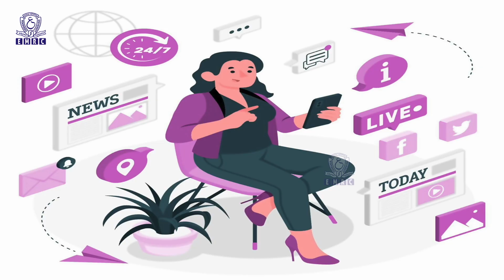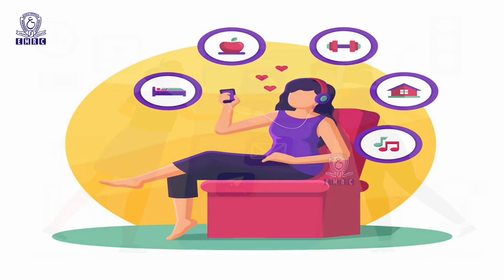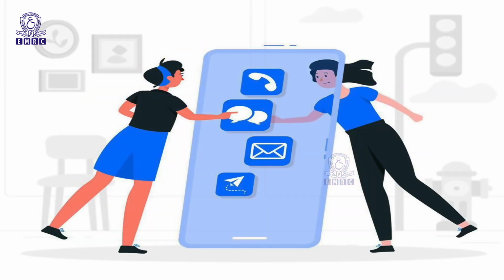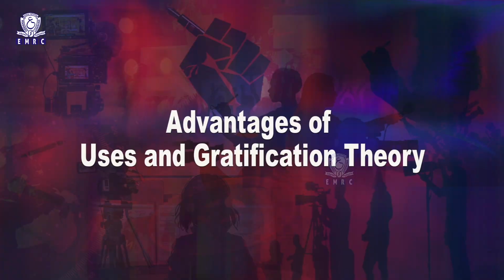These examples highlight how the uses and gratifications theory is evident in the choices individuals make in their media consumption, whether it's information, entertainment, social interaction or personal development. The theory emphasizes the active role of individuals in selecting and using media to satisfy their diverse needs and desires in everyday life. Advantages of uses and gratification theory.